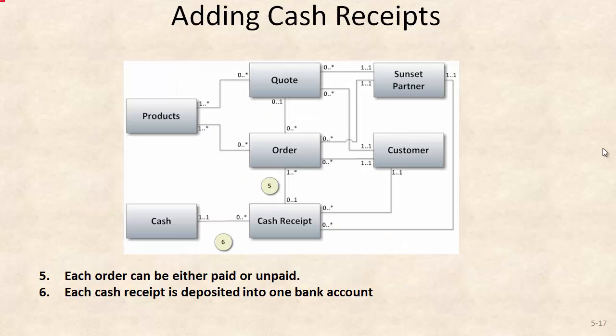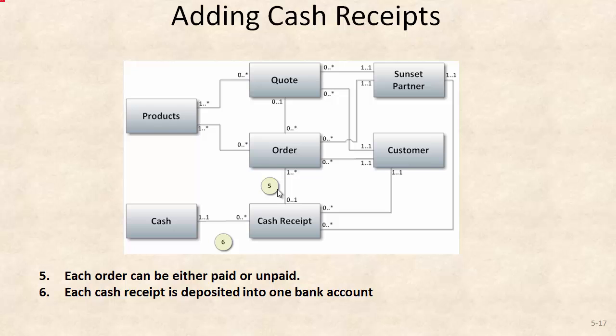The relationships between orders and products are similar to the relationship between quotes and products. Now we're going to include cash receipts. Important to every business, but particularly important to Sunset Graphics. Okay, in this case, the quotes result in orders. The orders, when completed, result in an invoice, and then the customer pays Sunset Graphics for that order.